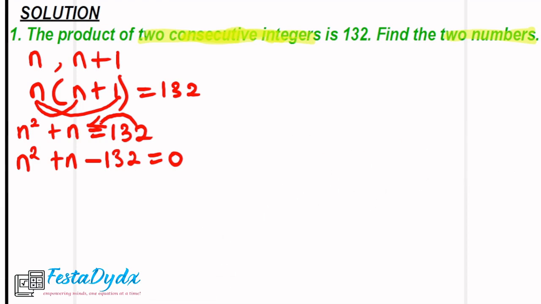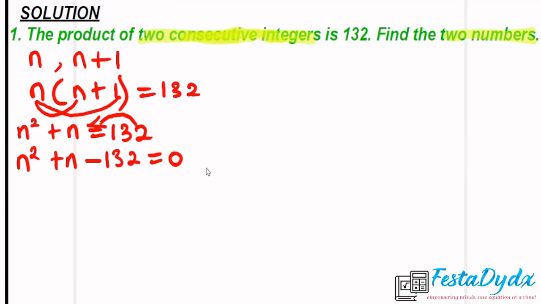So I can erase this. Now that the equation has led us to a quadratic equation, I'll be using the factorization method to solve this. And how do we use the factorization method? It says multiply the first variable by the third variable. I'm going to multiply n squared by minus 132. And whatever we get, we look for the factors.